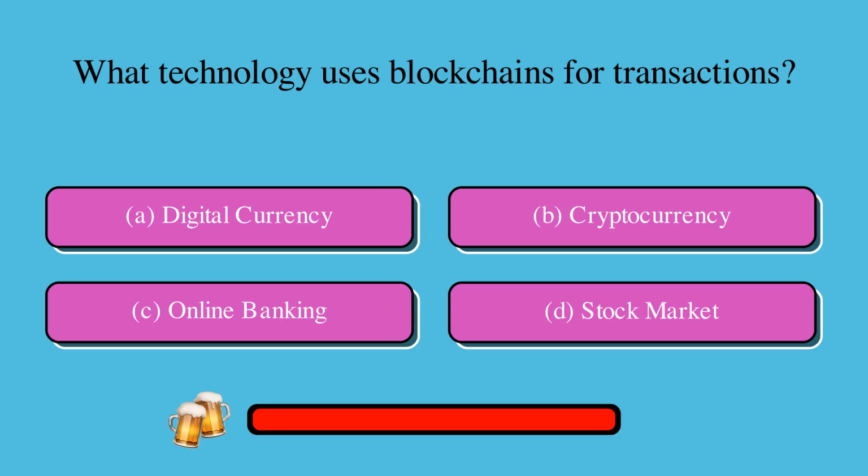What technology uses blockchains for transactions? Is it A, digital currency, B, cryptocurrency, C, online banking, or D, stock market? The correct answer is B, cryptocurrency.